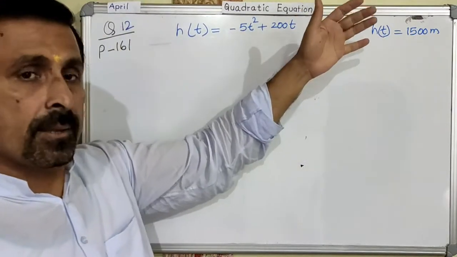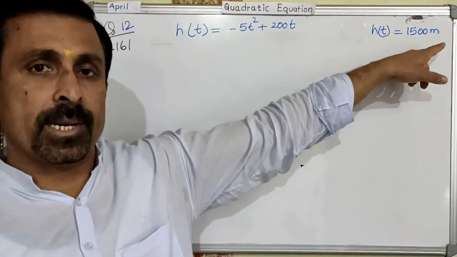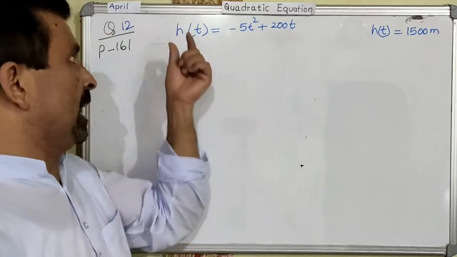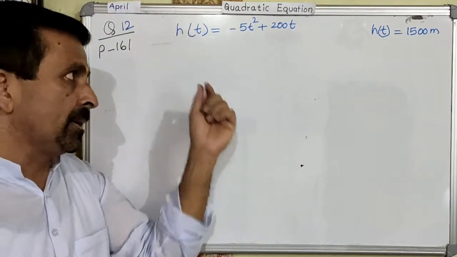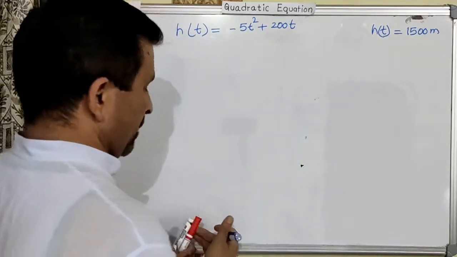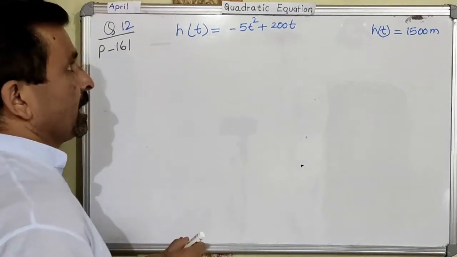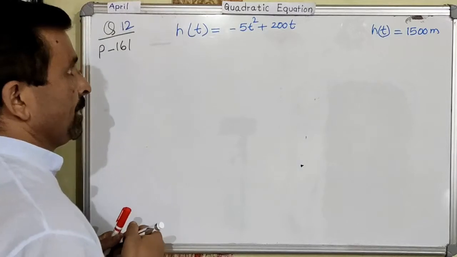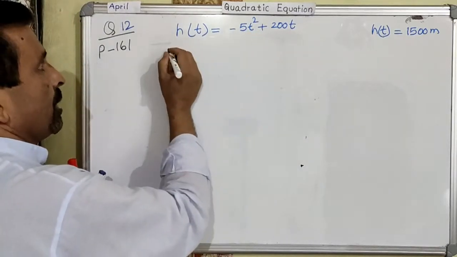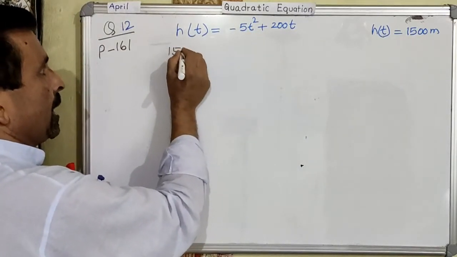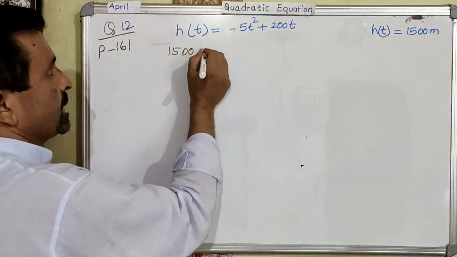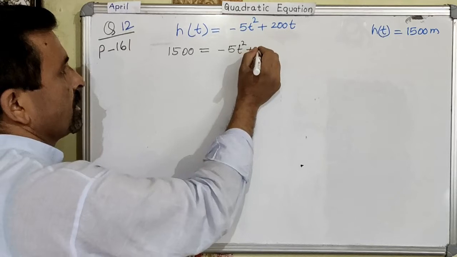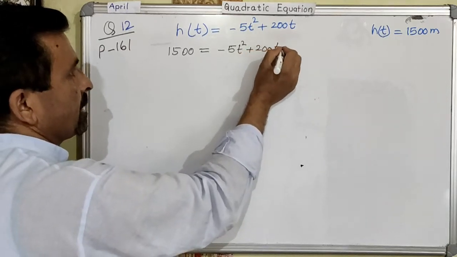After how many seconds will the rocket reach a height of 1500 meters? Very simple. The height of the rocket is already given by h(t), so we can find the time at which the rocket will reach a height of 1500 meters. We write 1500 meters is equal to minus 5t square plus 200t, right?